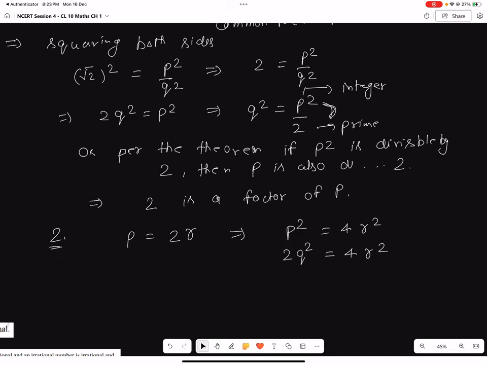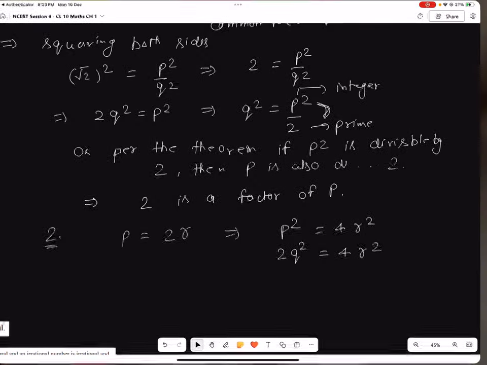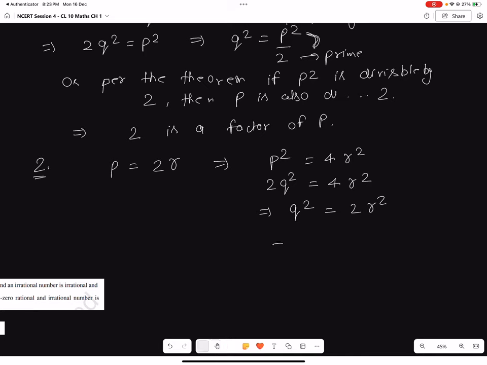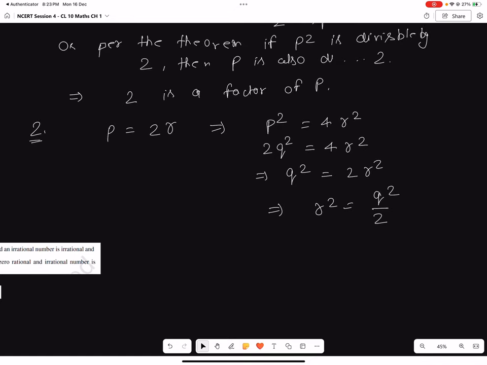And that will become 4r square. So the next value, the equation would be q square equals to 2r square, right? And that means r square equals to q square upon 2. Again, if we apply the same theorem, it will say that if q square is divisible by 2, then q is also divisible by 2.